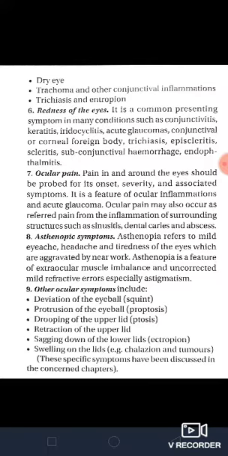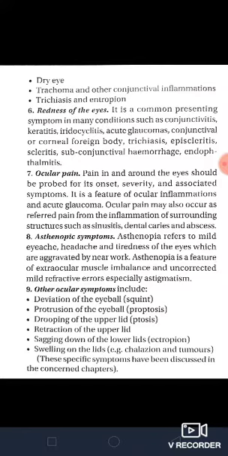Then the ocular pain. The pain in and around the eye should be probed for its onset, severity, and associated symptoms. It is a feature of ocular inflammations and acute glaucoma. Ocular pain may also occur as referred pain from the inflammation of surrounding structures such as sinusitis, dental caries, and abscess. Then asthenopic symptoms. Asthenopia refers to the mild eye ache, headache, and tiredness of the eyes which are aggravated by near work. Asthenopia is a feature of extraocular muscle imbalance and uncorrected mild refractive errors, especially astigmatism.